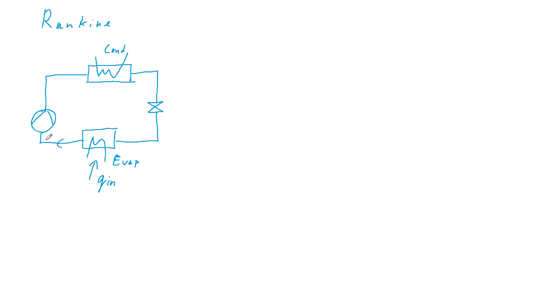Then the gaseous working fluid goes into the compressor, which increases the pressure. In the condenser, the working fluid condenses and heat is released out of the system, and at the end the working fluid goes back down to the low pressure in the evaporator. Let's have a look at such a system in the TS diagram.